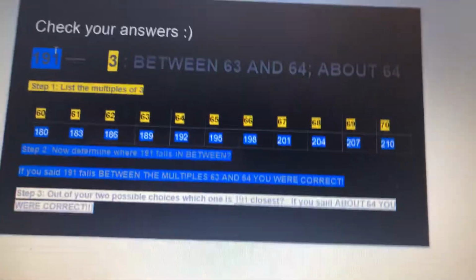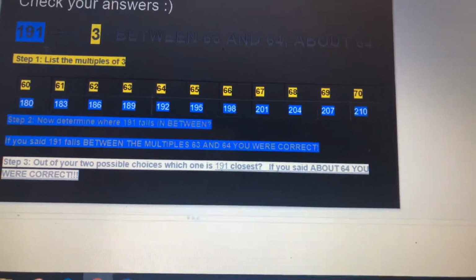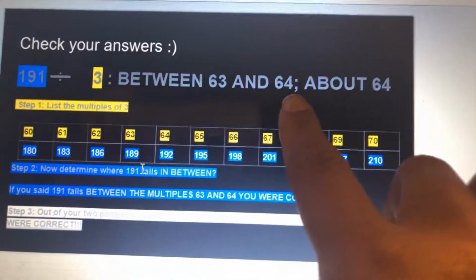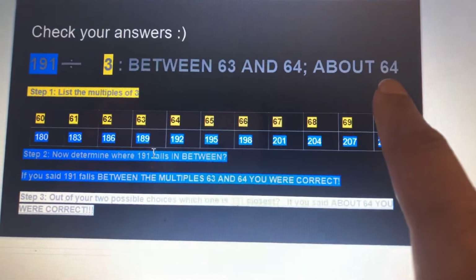Next problem, 191 divided by 3. Once again, this is a pretty high number. Your answer should have been between 63 and 64, and it was about 64. But in order to find that, I'm going to list the multiples of 3 in groups of 10, right?